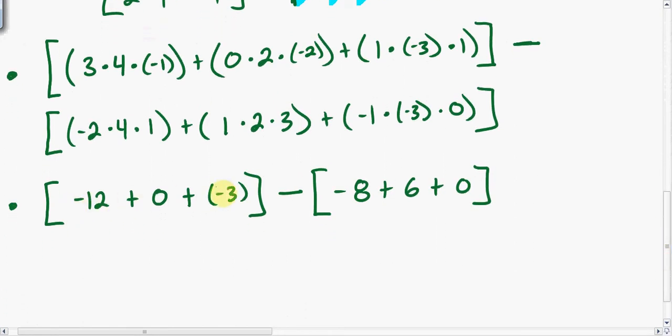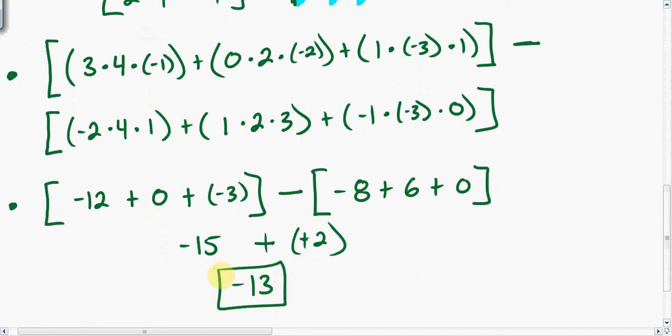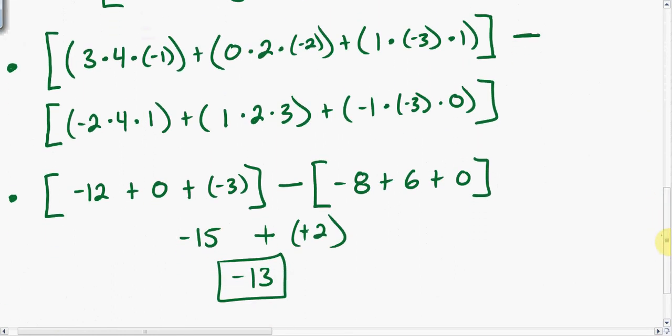So we need to simplify each set of parentheses still. So negative 12 plus 0 is negative 12, plus negative 3 is negative 15, minus negative 8 plus 6 is negative 2, plus 0 is still negative 2. So negative 15 minus negative 2 is like negative 15 plus 2, which gives us a determinant of negative 13. And that is the determinant of our 3 by 3 matrix.